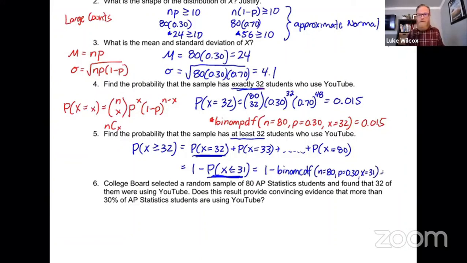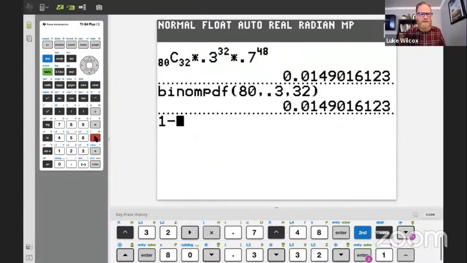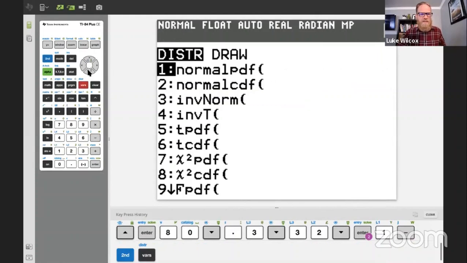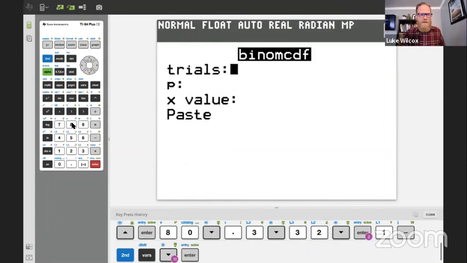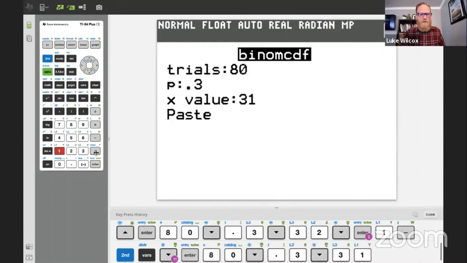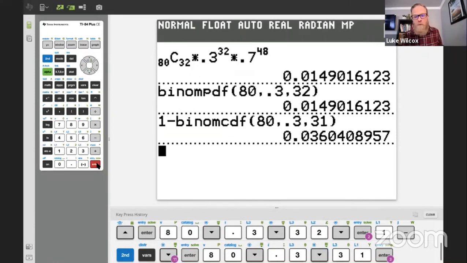Let's go to the calculator and see what it would give us using the binomial CDF. So I'm going to do 1 minus, and then remember it's second vars, that's your distributions. And also remember that this time we want binomial CDF rather than PDF. Still 80 trials. Probability of success is still 0.3. And the x value this time, we want 31 and below. And we're going to subtract that from 1. And we are going to get an answer here of 0.036. 0.036 is our answer here.